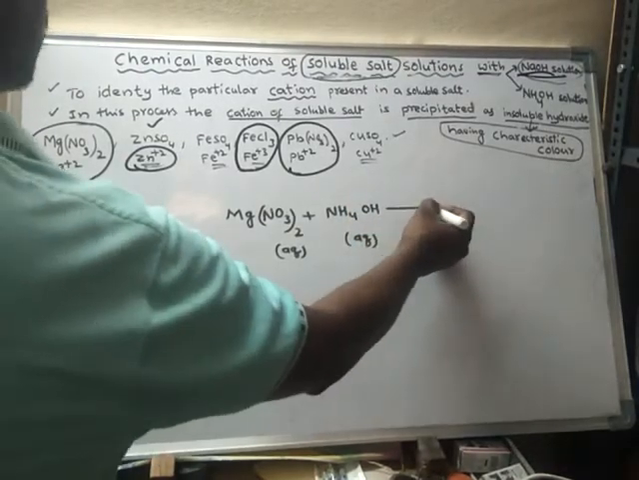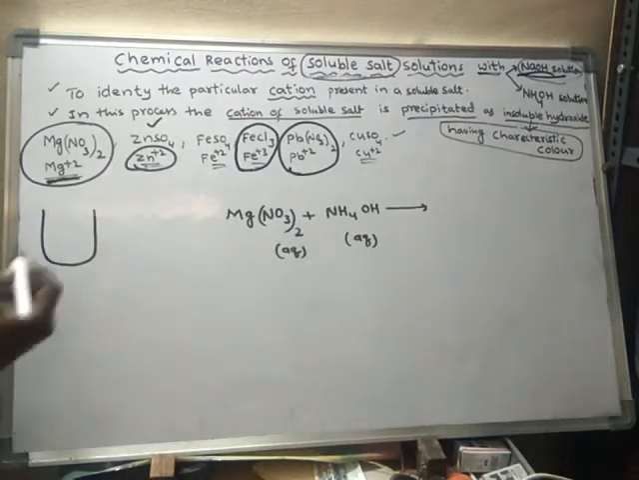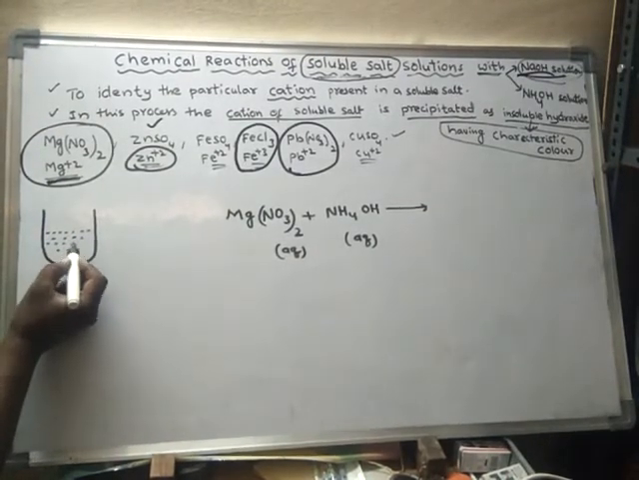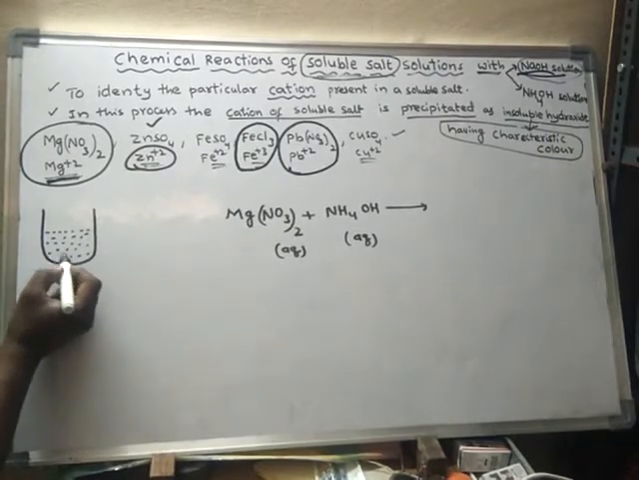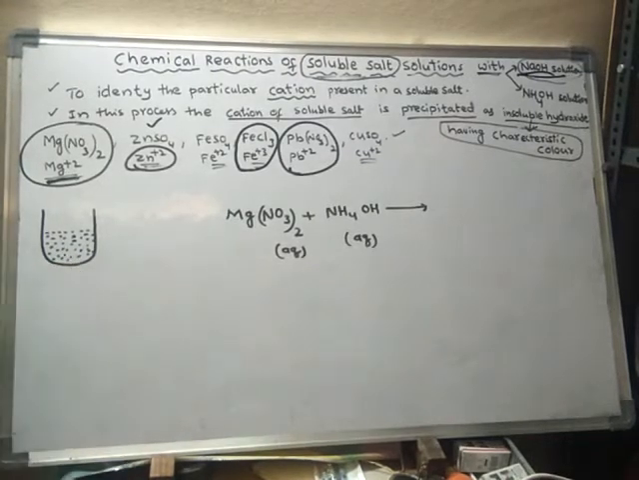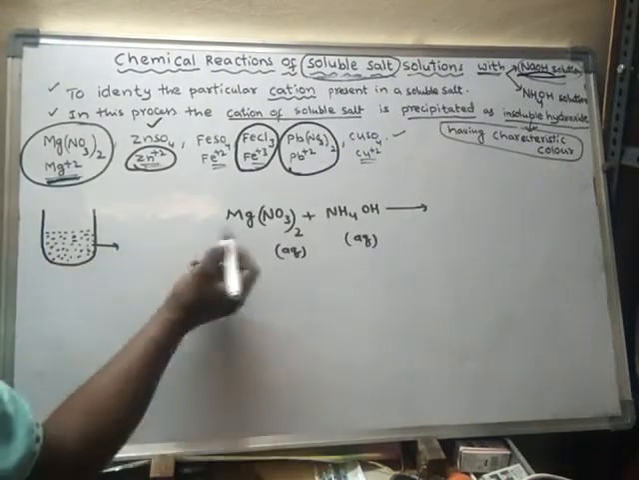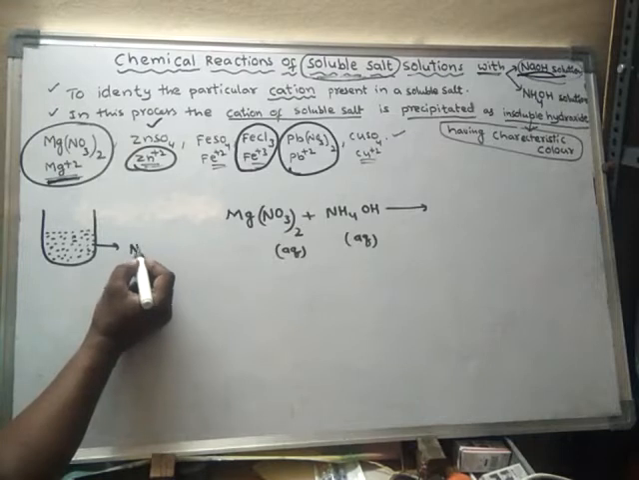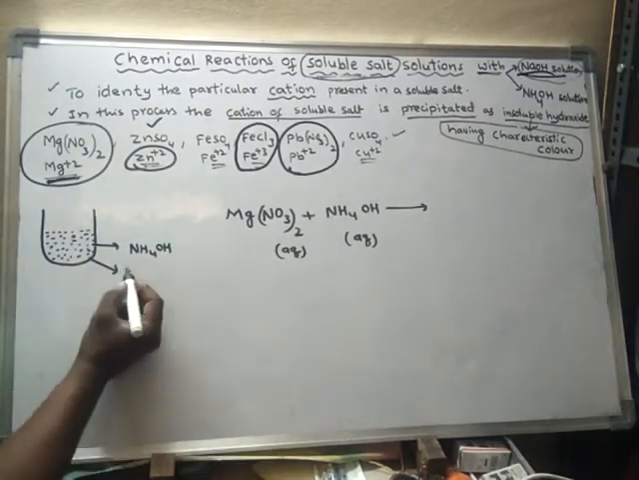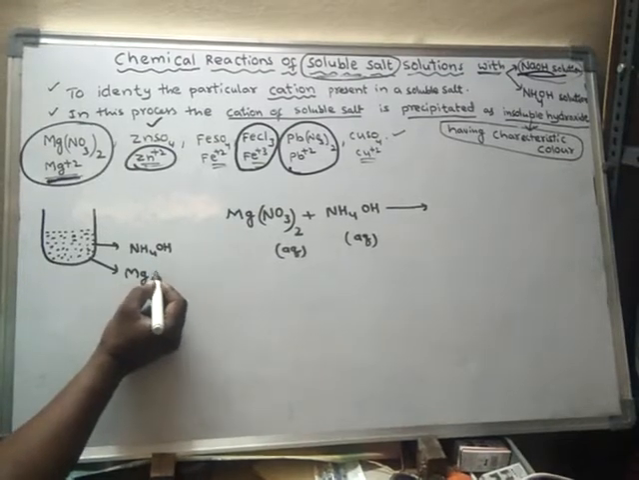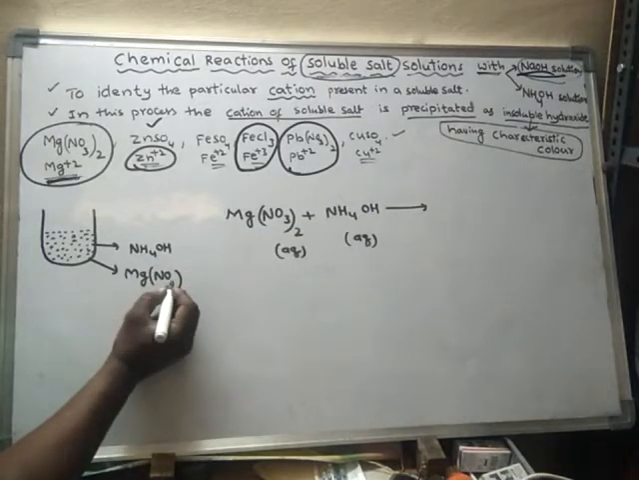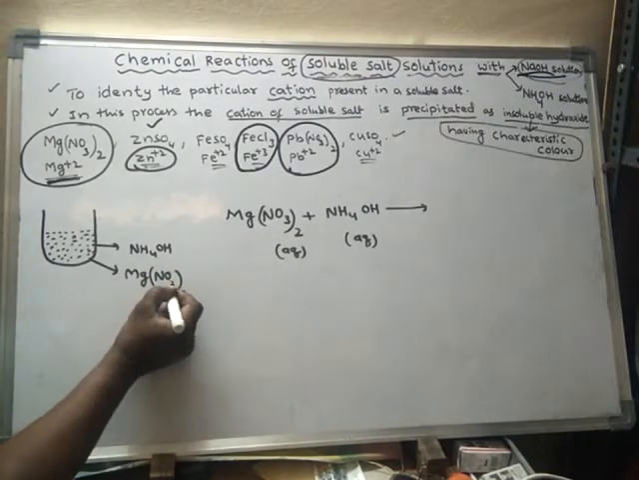So what happens when these two are mixed? So now what we have mixed? So now this is a solution of ammonium hydroxide, and also magnesium nitrate. So now these two solutions are mixed. When these two solutions are mixed, what happens?